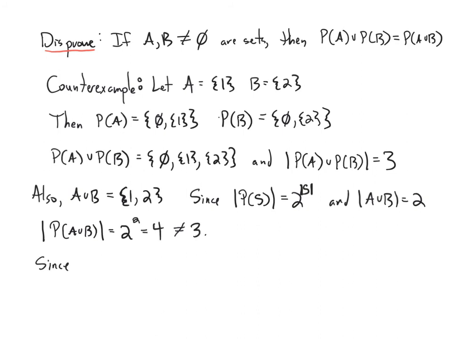Since the power set of A union the power set of B and the power set of A union B have differing numbers of elements, they can't be the same set. Since the cardinality of the left-hand side doesn't equal the cardinality of the right-hand side, these sets can't be equal.